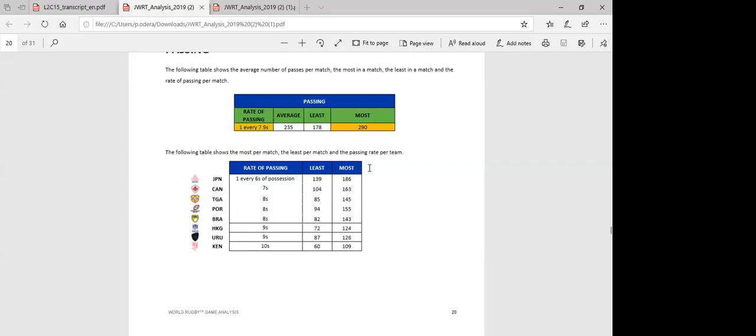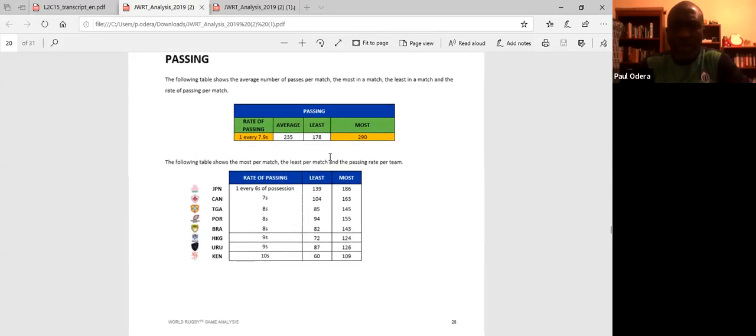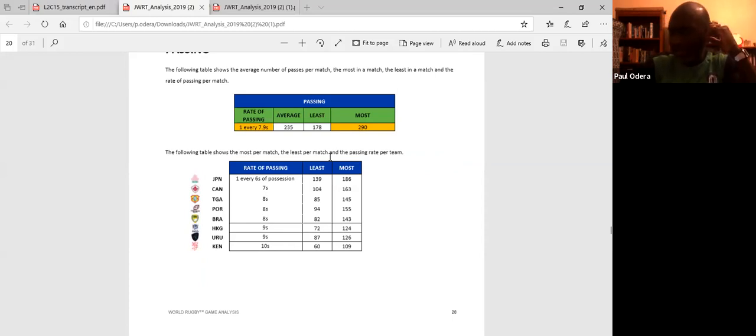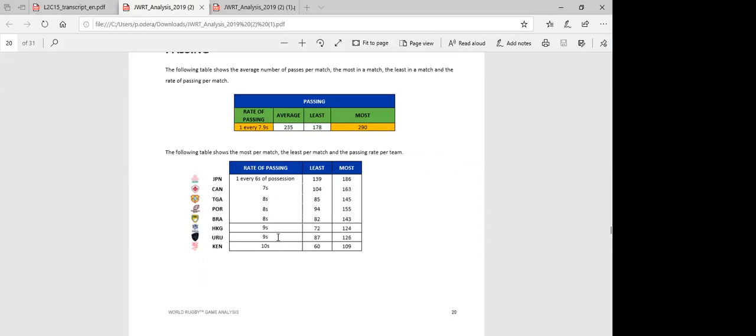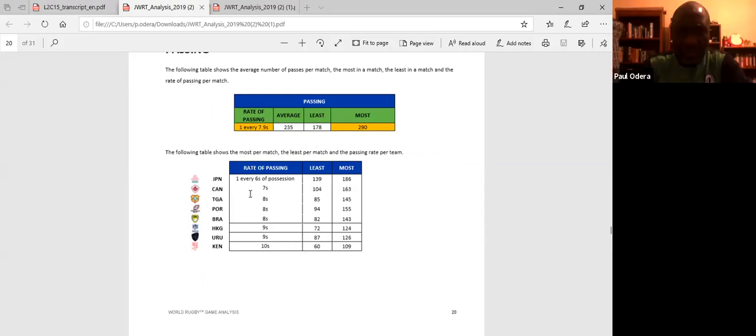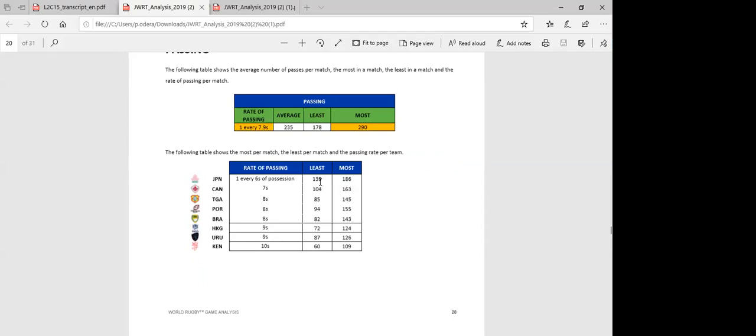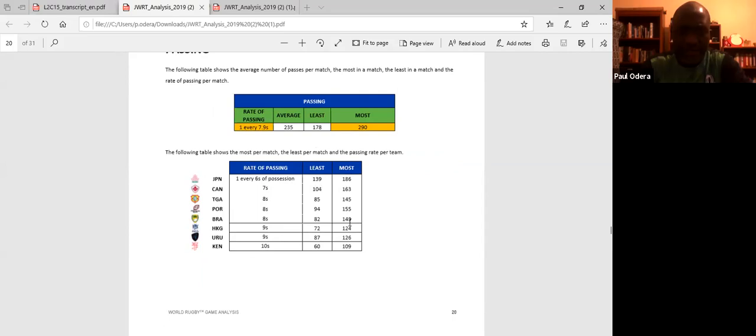Simon, can you see my screen? Yes, I can see your screen. This is from the Junior World Trophy last year in Brazil. Kenya at the bottom, correct? Japan are right at the top, one pass every 6 seconds of possession. These are the passes they made, 139, 186. Kenya are here, one every 10 seconds of possession, 60 and 109. So can we say this is a weakness?